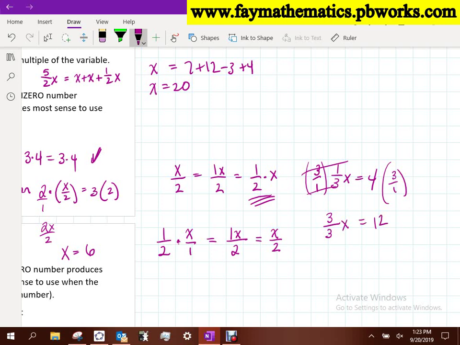Okay. So I don't want to give you a rule that says, oh, if it's a fraction, multiply by the reciprocal. I want you to know why. Because when I multiply by a reciprocal, it turns my coefficient into 1 because of how we multiply fractions, right?